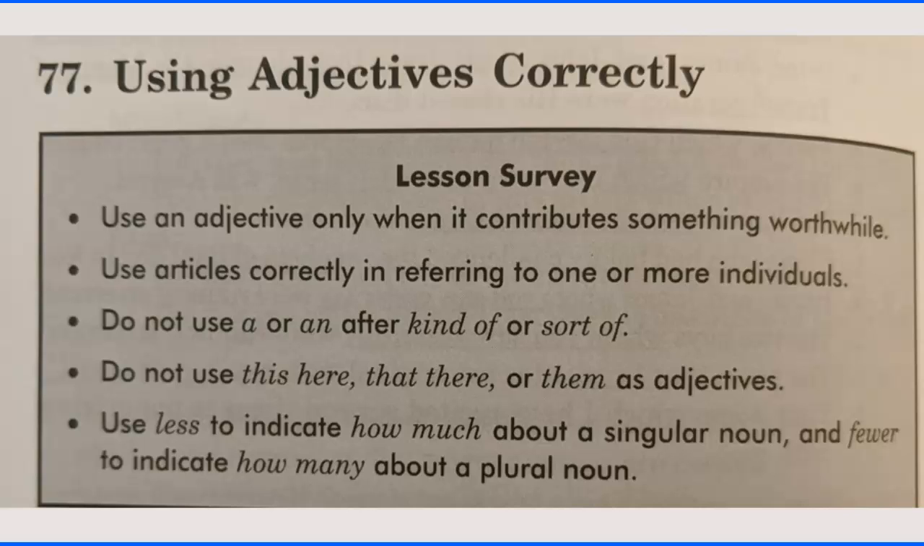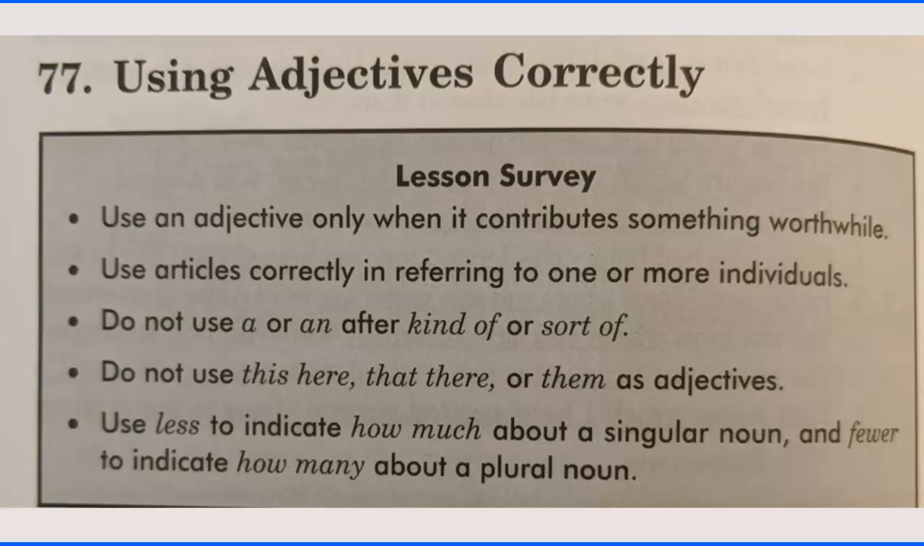The first one is probably obvious, but sometimes we don't think about it in our writing. Use an adjective only when it contributes something worthwhile. So I have given the example before of some of my younger students like to put lots of adjectives. You know, the beautiful, blue, gigantic, humongous, gargantuan sky. And all of those are great words, but we don't need all of them. And so think about what is worthwhile when you are writing.